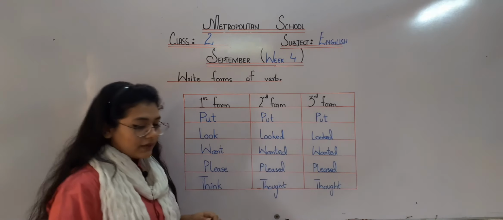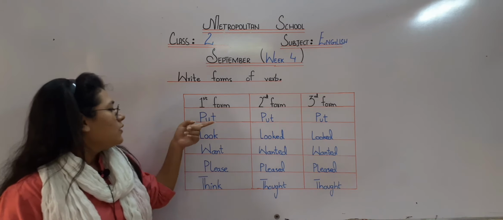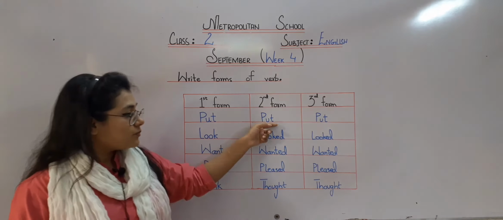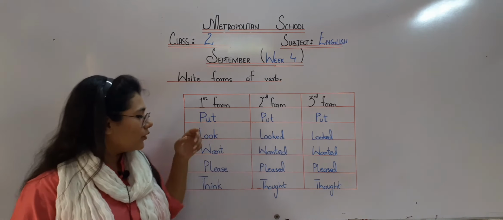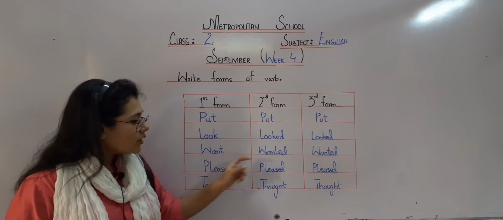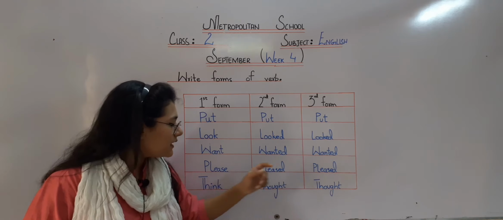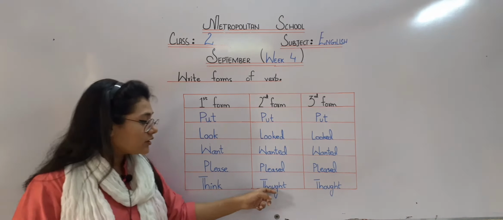Okay students, let's repeat these words again. Put, the second form is put, and the third form is also put. Then look, looked, looked. Want, wanted, wanted. Please, pleased, pleased. Think, thought, thought.